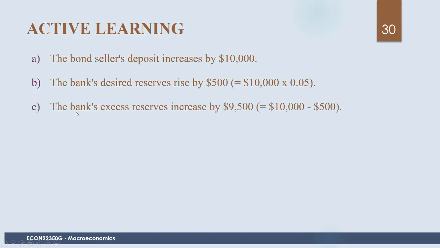I'll just continue because they're related. For C, the bank's excess reserves will increase by 9,500. According to their reserve ratio, they want to keep 500, but they have excess reserves of the rest. And if they follow the reserve ratio, then they'll want to lend out this money.